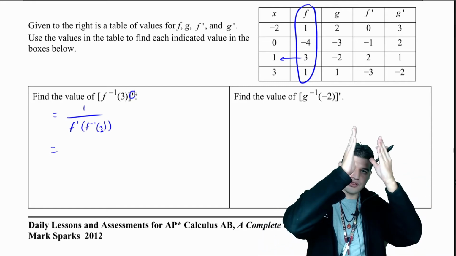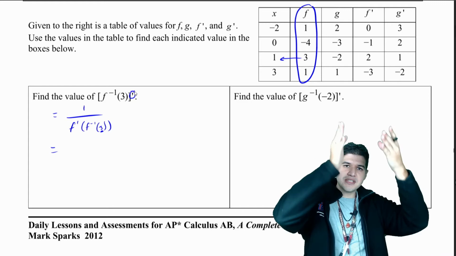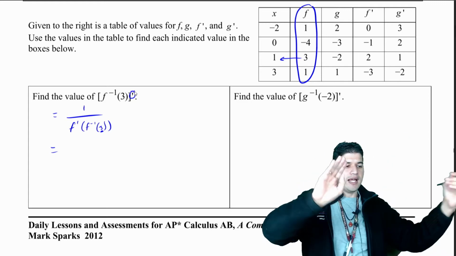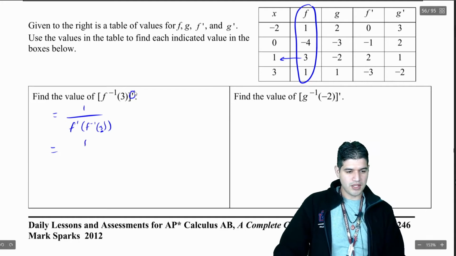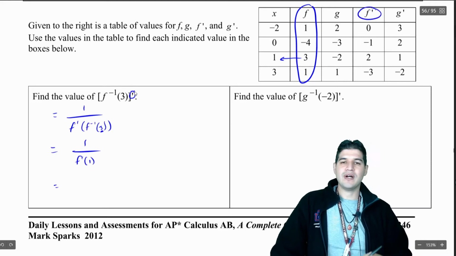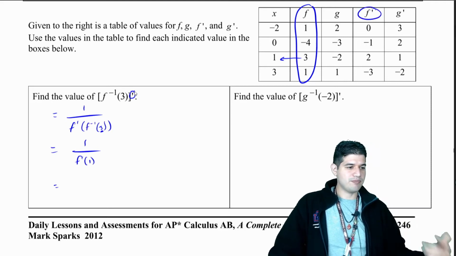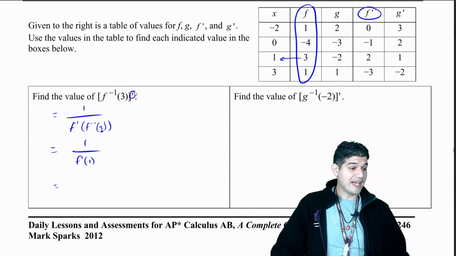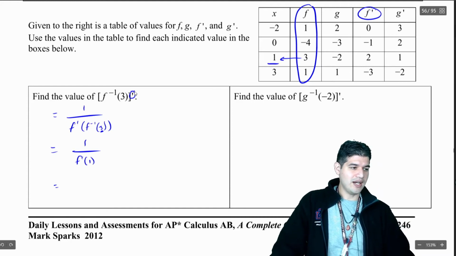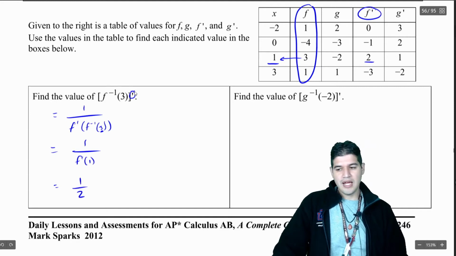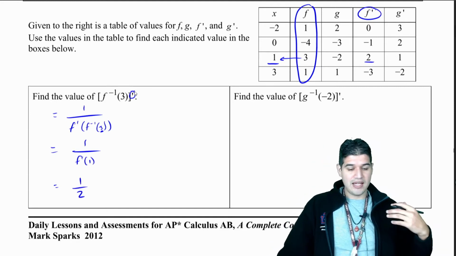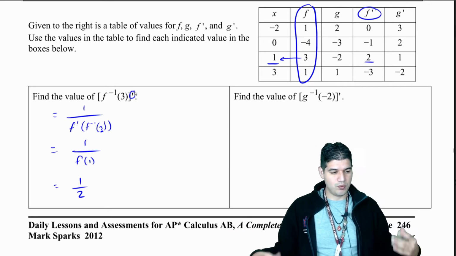So I'm looking at the f column to see where that 3 is, and then my new y value for the inverse is going to be 1. So I'm going to get 1 over f prime of 1. Now I can look over here to see what f prime is. There's 1 right there, f prime at 1 is going to be 2. So 1 over 2, and that answer is going to be 1/2.